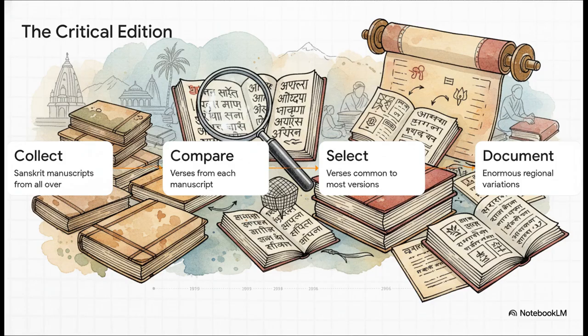His team literally scoured the country, collecting Sanskrit manuscripts from Kashmir all the way down to Kerala. They painstakingly compared verses from every single manuscript, selected the ones that showed up in most versions to form the main text, and, this is crucial, they documented all the enormous regional variations. This whole process? It took a mind-boggling 47 years to finish and resulted in over 13,000 pages.